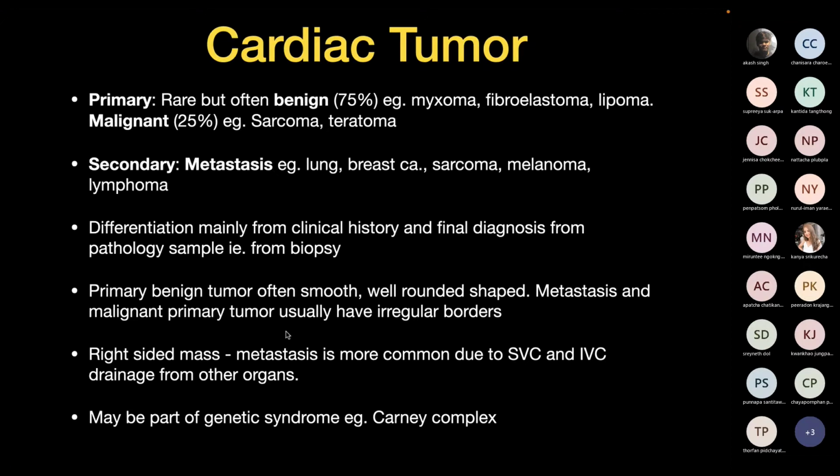So cardiac tumor is divided into primary and secondary type. Primary is when it's grown from within the heart, and secondary is due to metastasis, meaning that it comes from elsewhere, like lung cancer or breast cancer, and then it spread into the heart.